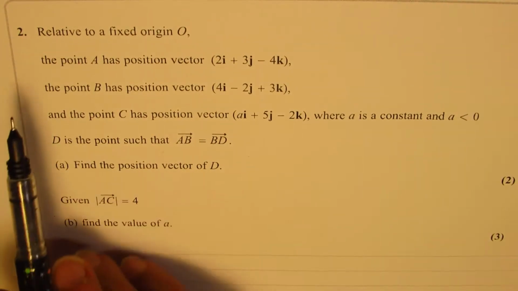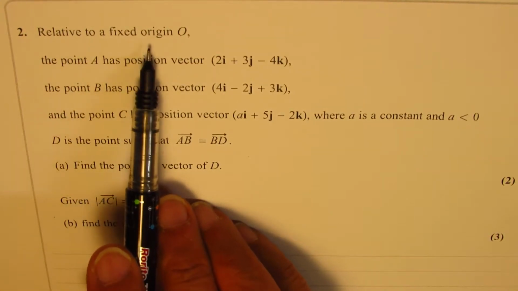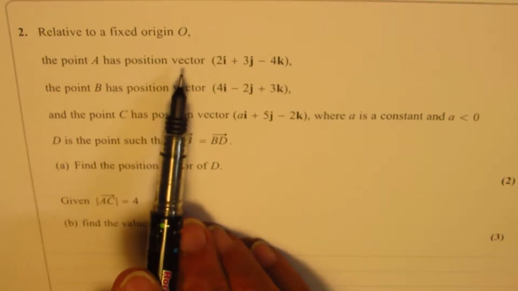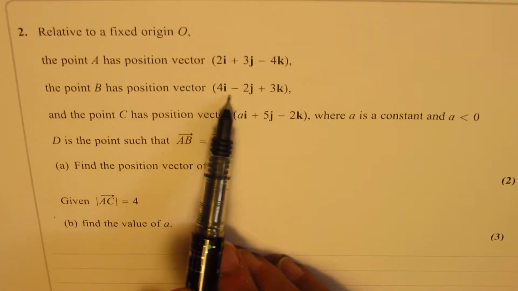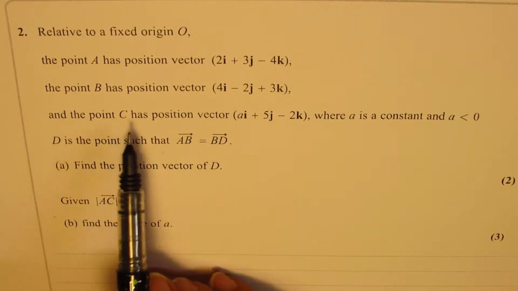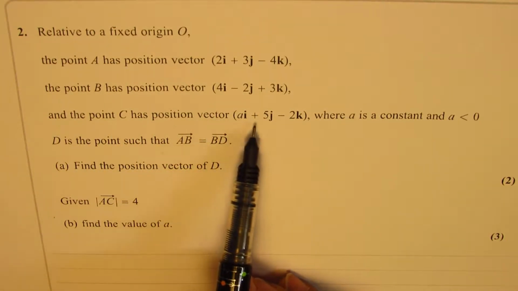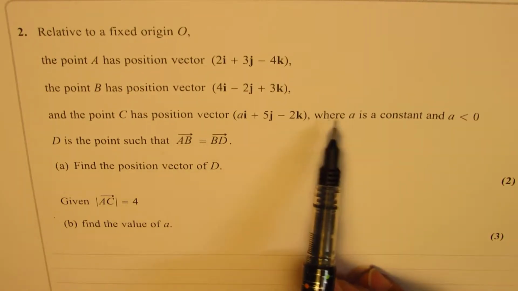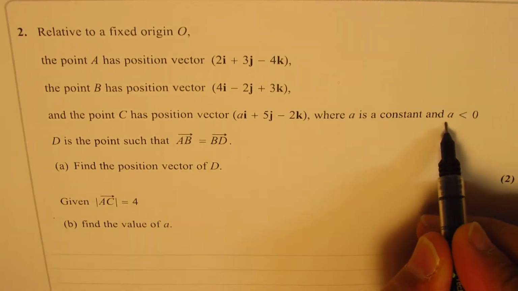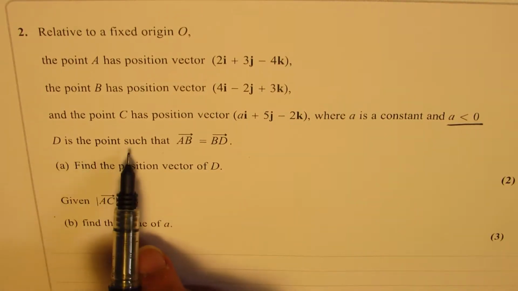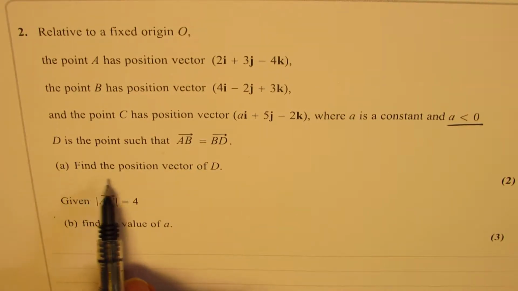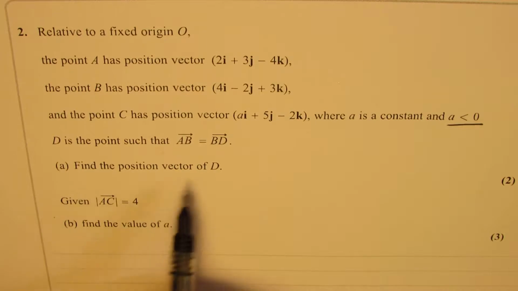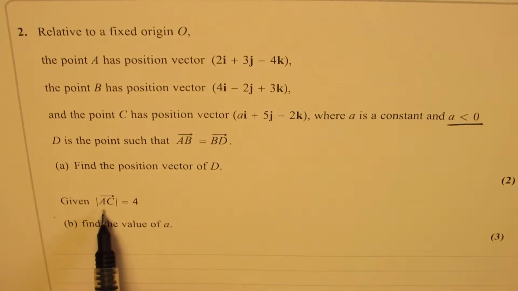Question number 2: relative to a fixed origin O, the point A has position vector 2i plus 3j minus 4k, point B has position vector 4i minus 2j plus 3k, and point C has position vector ai plus 5j minus 2k, where a is a constant and a is less than 0. D is a point where AB is equal to vector BD. Part A is find the position vector of D, and then given that the magnitude of AC is 4, find the value of a.